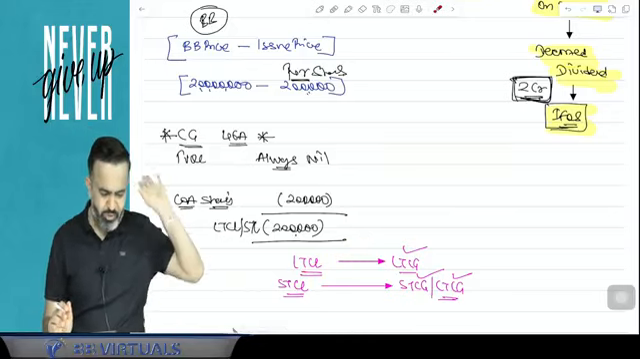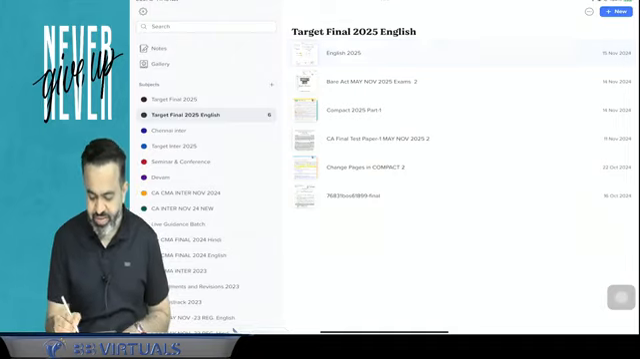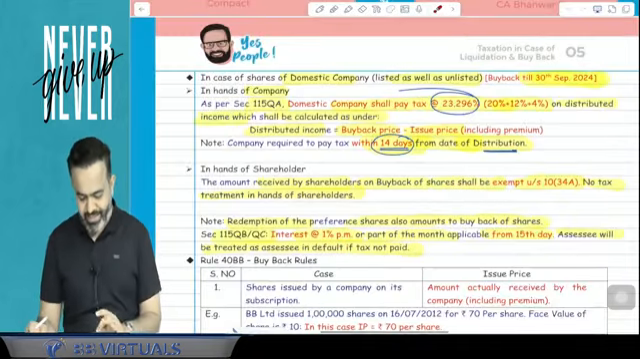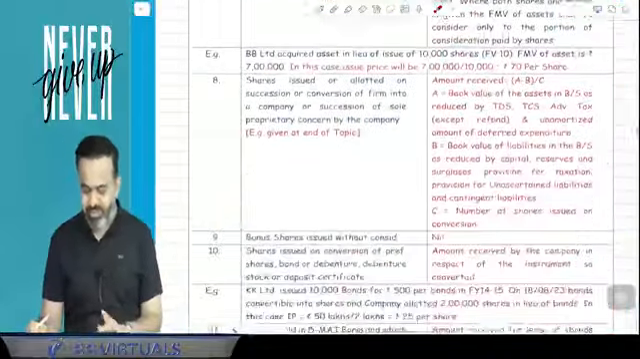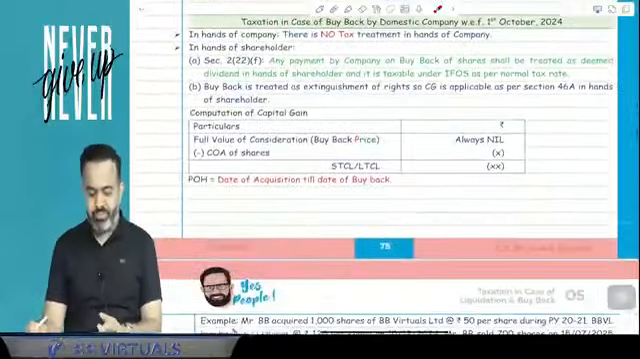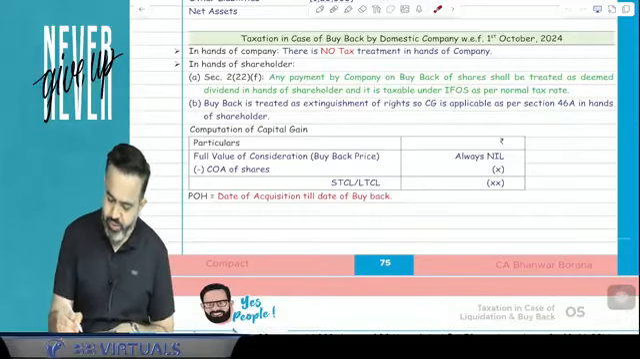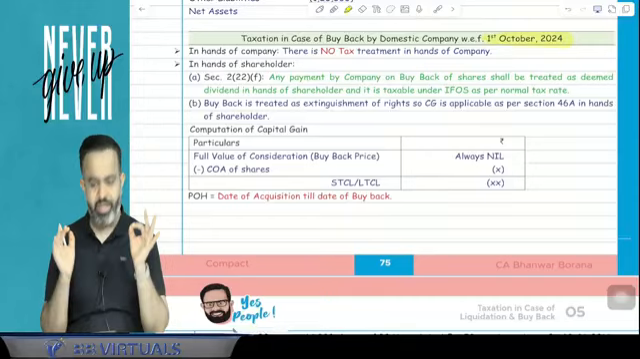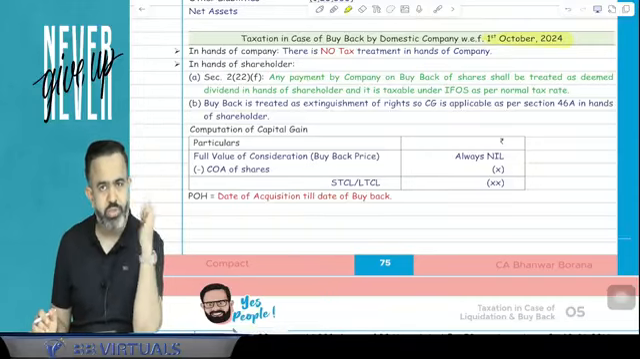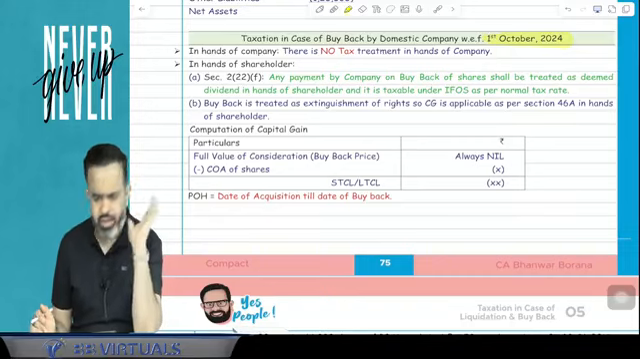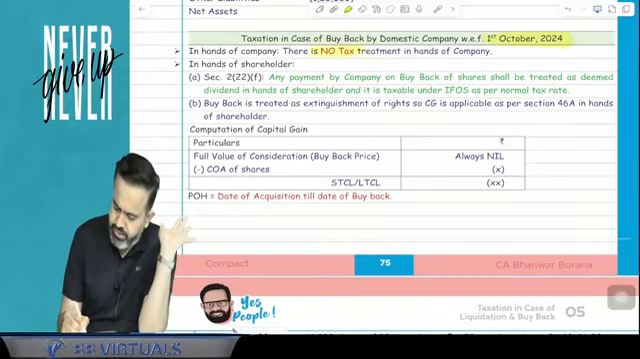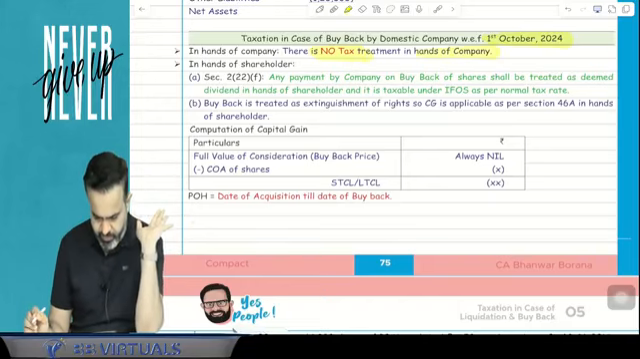So our Nirmala Sitharaman ji can do anything. So this is the law, and this is very interesting and very important for your examination. So let's start with the taxation in case of buyback by a domestic company, with effect from 1st October 2024. So now what will happen from 1st October 2024? In the hands of the company, there is no tax treatment.